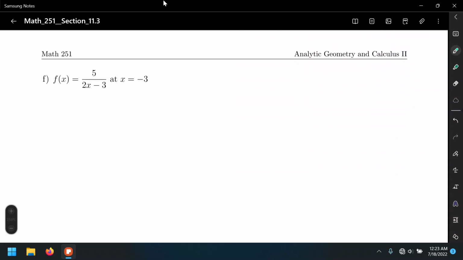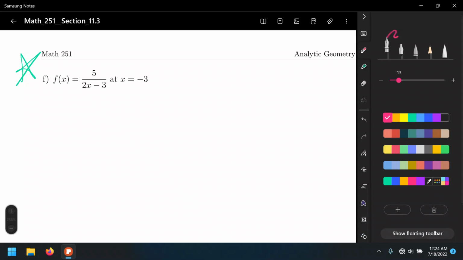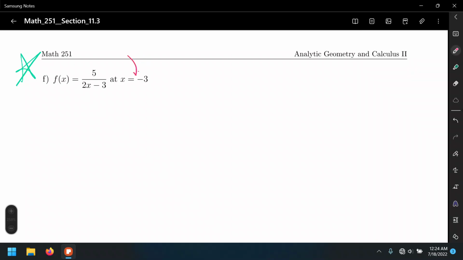Let's do one more. This one is actually a very typical home exam question. We have this rational function, f of x equals 5 over 2x minus 3, centered at x equals negative 3. Okay, what are the implications here? Number one, this means that we should see an x plus 3 to the n in our series. In other words, when we set up our u part, it has to look like an x plus 3.